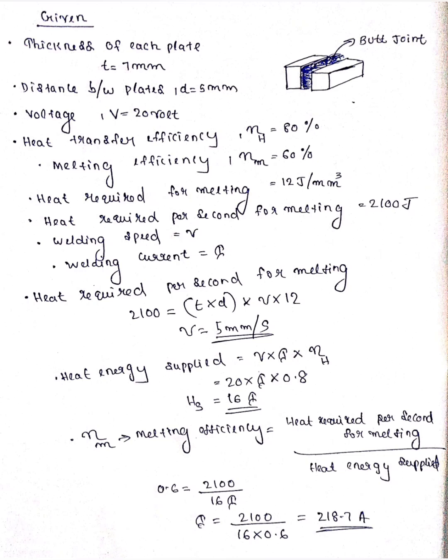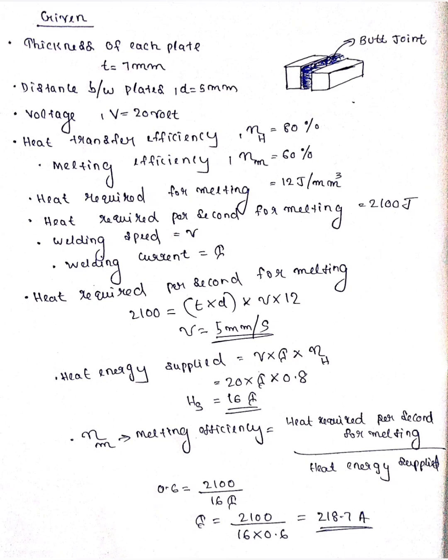So take the first condition, heat required per second for melting. We know it is 2100, and let the equation be area into velocity into the heat supplied per unit volume, that is told. So 2100 equals T into D into V into 12. T into D will be the area which I have to weld, I mean area of that gap, that is thickness into that distance.